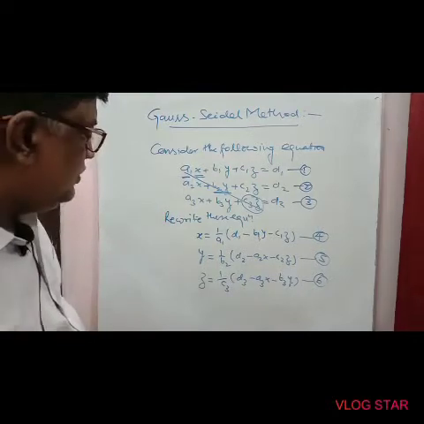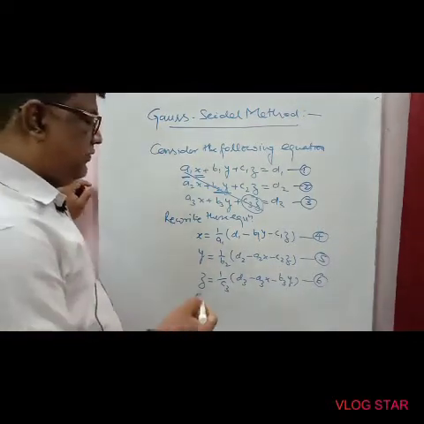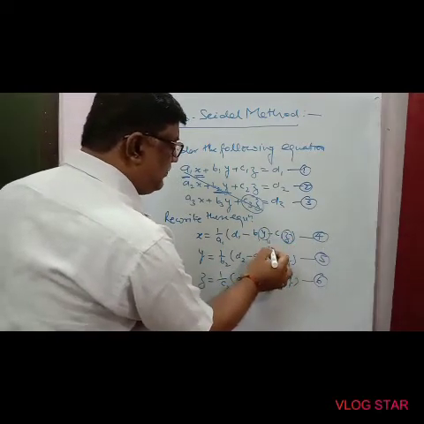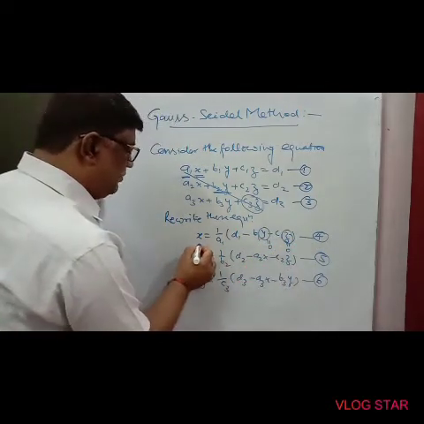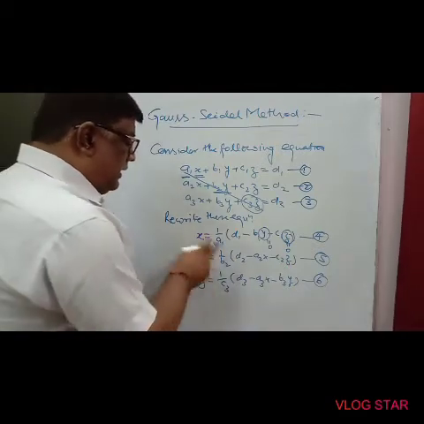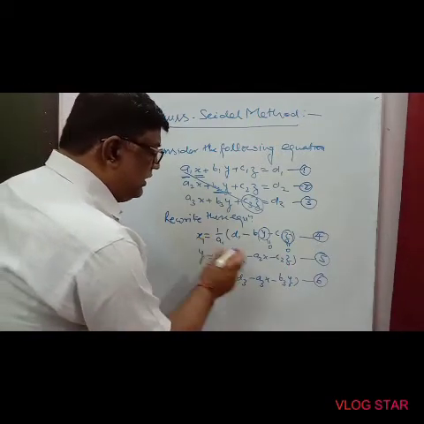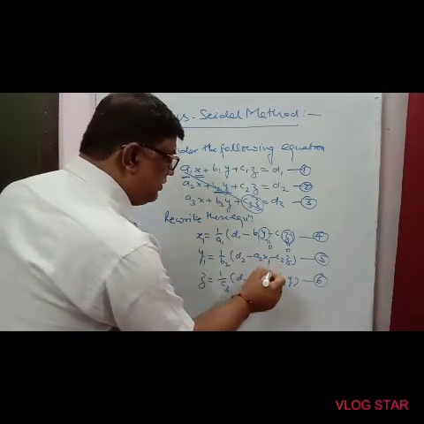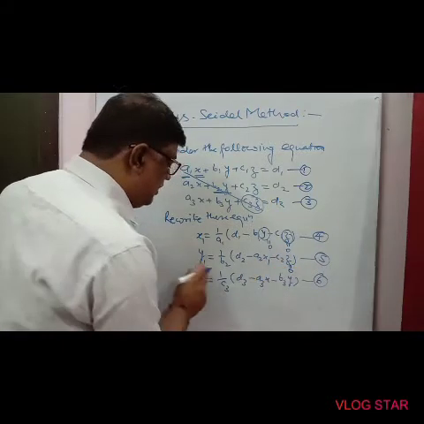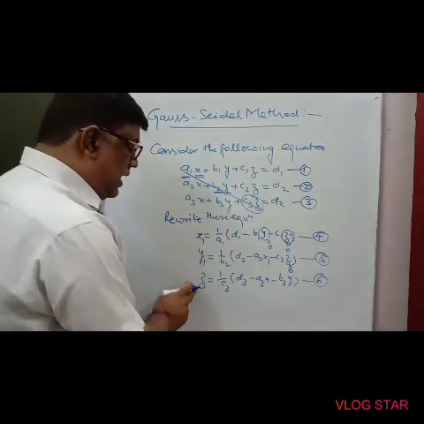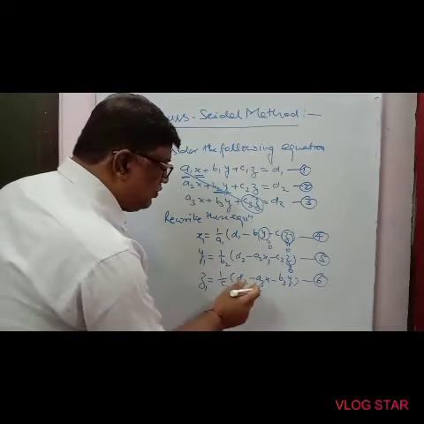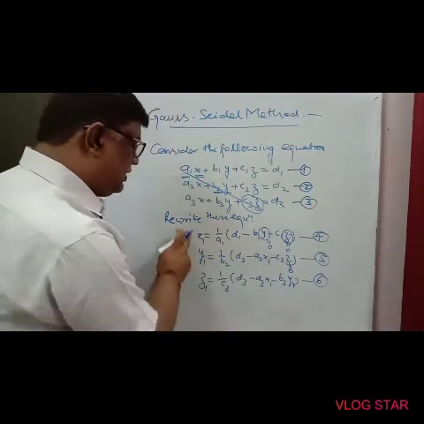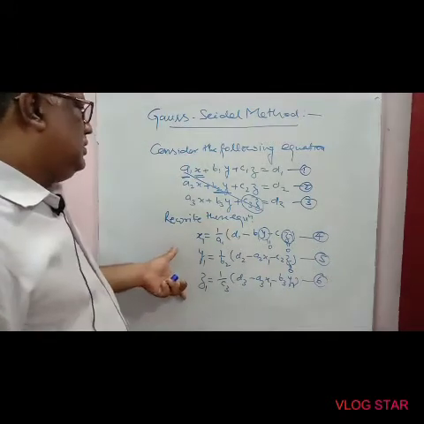Now we have to use the Gauss-Seidel method. In the first equation, put the values y and z equal to 0. This is called the first approximation of x, x1. In the second step, to find y1, put here x1 and z equal to 0. This is called the first approximation of y. And for the first approximation of z, put in equation number 6 x1 and y1. This is the first approximation of this method.